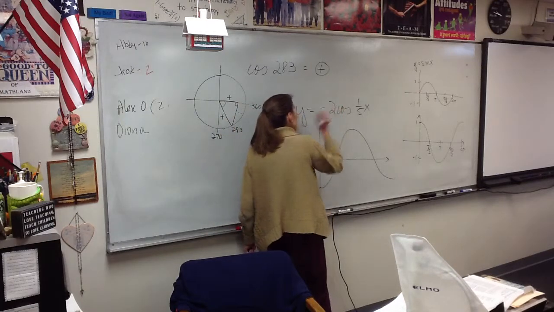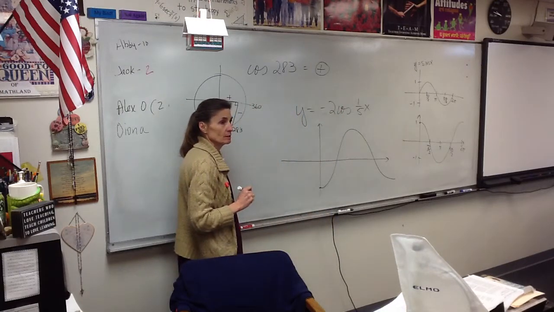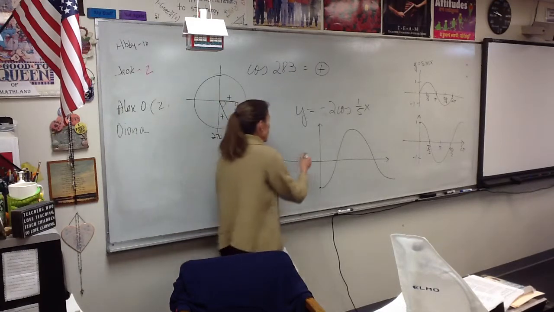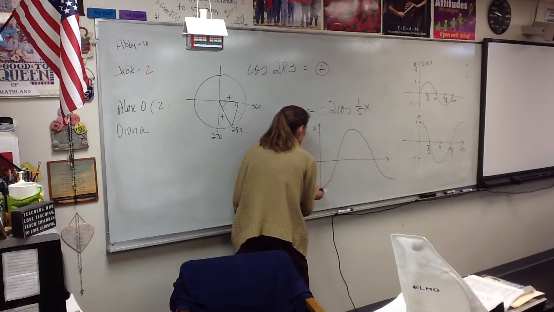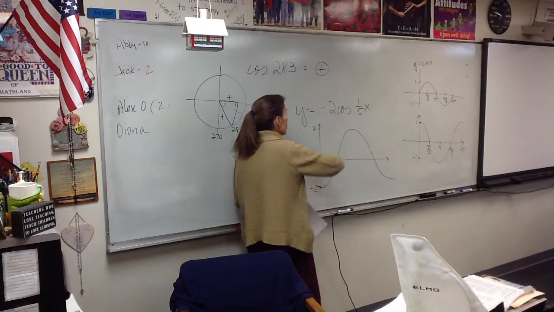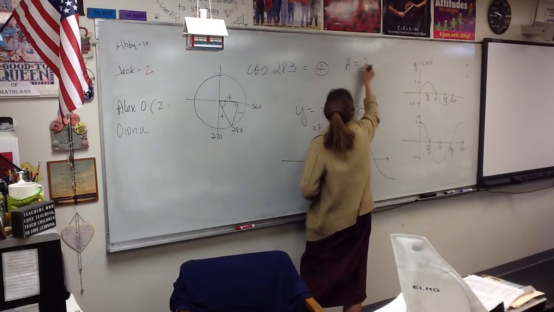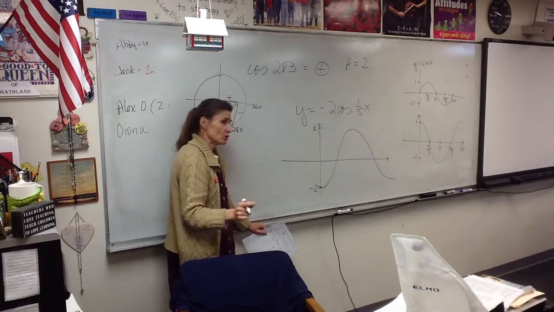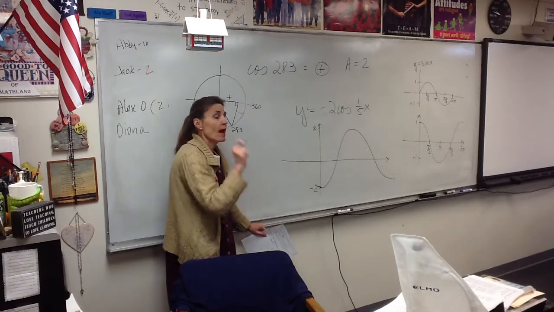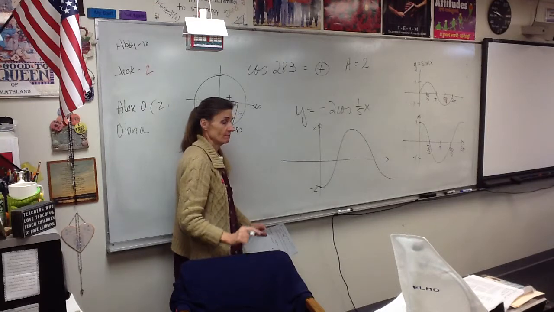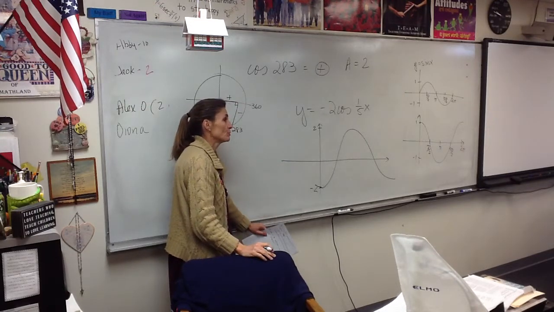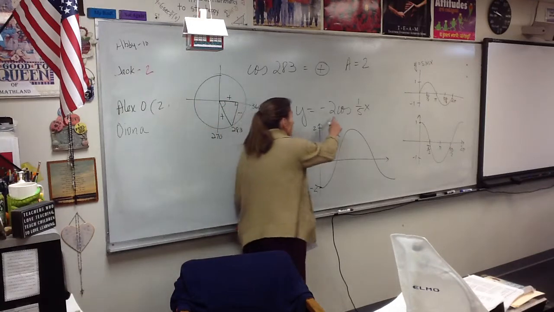And there's a 2 out here, which tells me that it is twice as tall. So it goes up to 2 and down to -2. That's called its amplitude. So the amplitude of this curve is 2. Not -2, 2. How high are the hills? How deep are the valleys? 2. Because of this number.